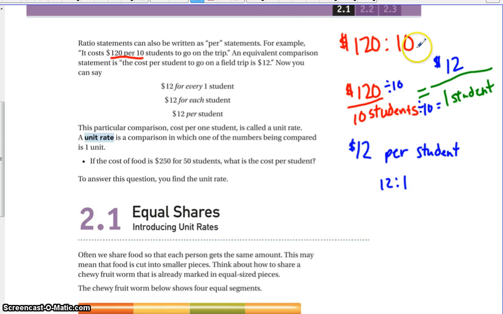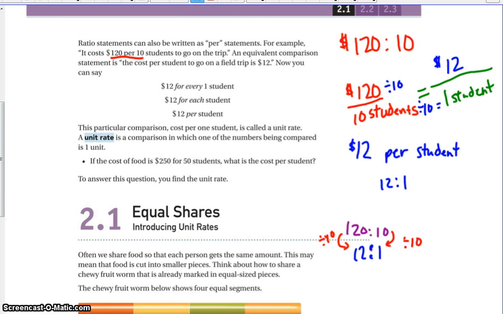Which, again, we can work with the ratio just like it is. If we go to 120 to 10, we can work with it. We want to turn the second number into a 1. How do I get from the 10 to the 1? We do that by dividing it by 10. So we're going to do the same thing here. Divide by 10, and then that gives us our 12. And thus $12 for every 1 student.